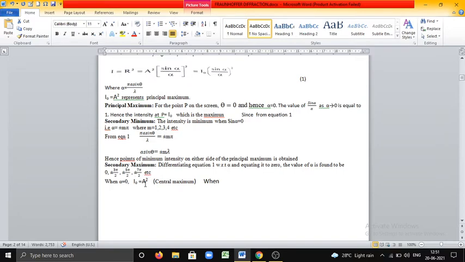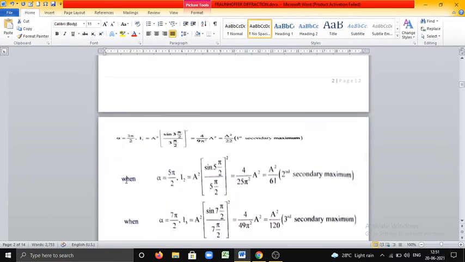When alpha is equal to 0, then we know that I naught is equal to a square. This corresponds to central maxima. When alpha is equal to 3 pi by 2, then I1 is equal to a square by 22. This corresponds to first secondary maxima.